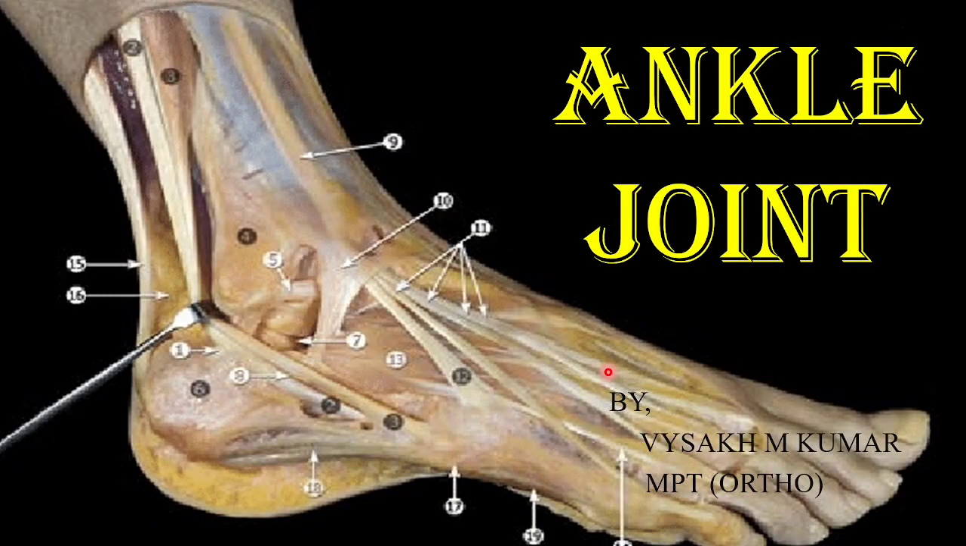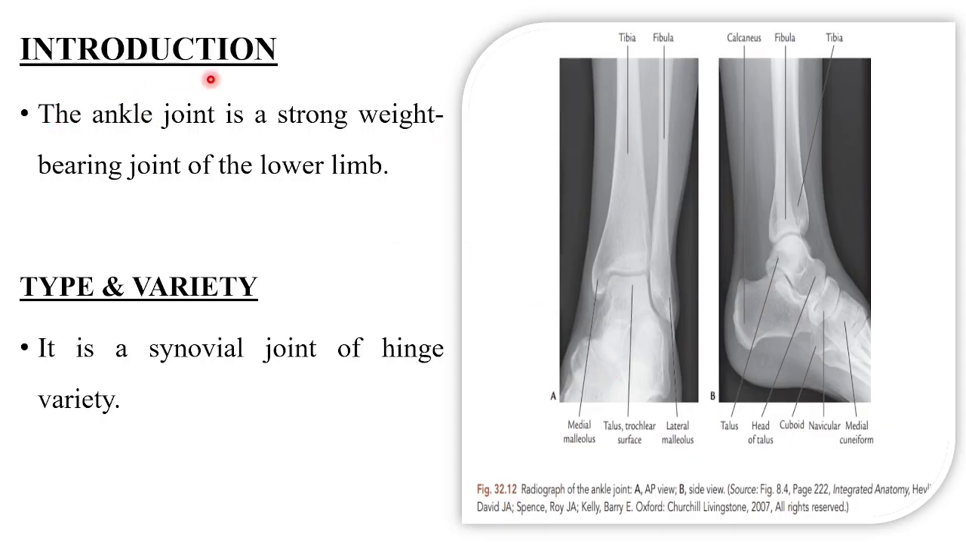In this video, I am going to explain in detail about the anatomy of the ankle joint. Coming to the introduction, the ankle joint is a strong weight-bearing joint of the lower limbs. The ankle joint is otherwise known as the talocrural joint. The ankle joint is important during ambulation because it adapts to the surface on which one walks.